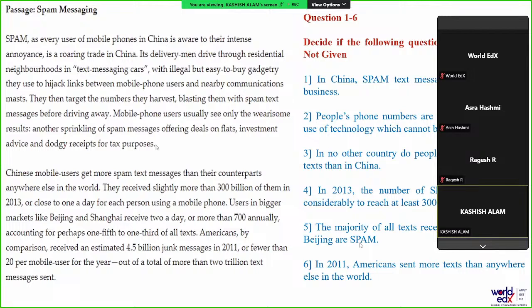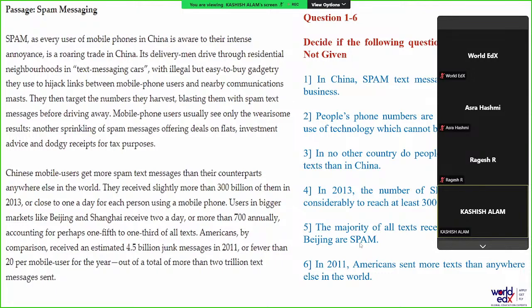Now, here we can easily see Beijing and Shanghai over the slide. What I have to verify now is that the majority of all the text received in Shanghai and Beijing are spam. Now, I have to verify from this question whether the majority of the text means it's majority. Again, it's a kind of distractor. As ma'am has already mentioned, given you an example, majority means most of them, the text received in Shanghai and Beijing are spam.